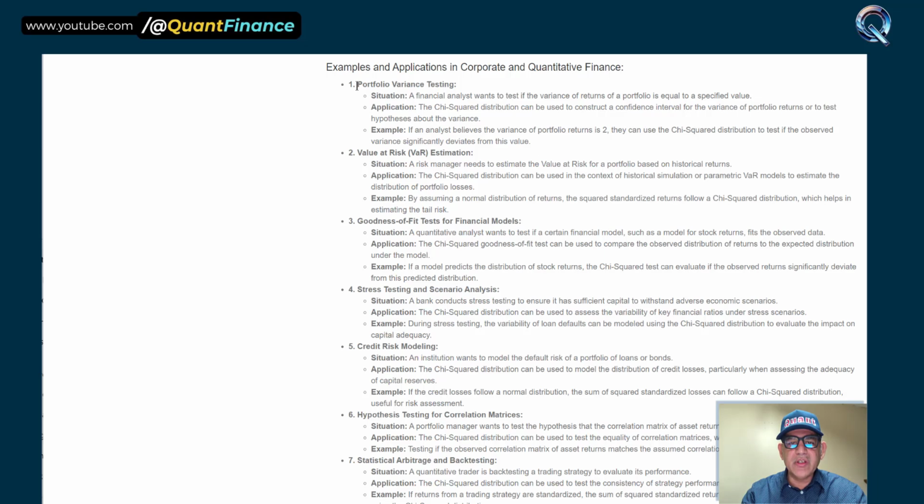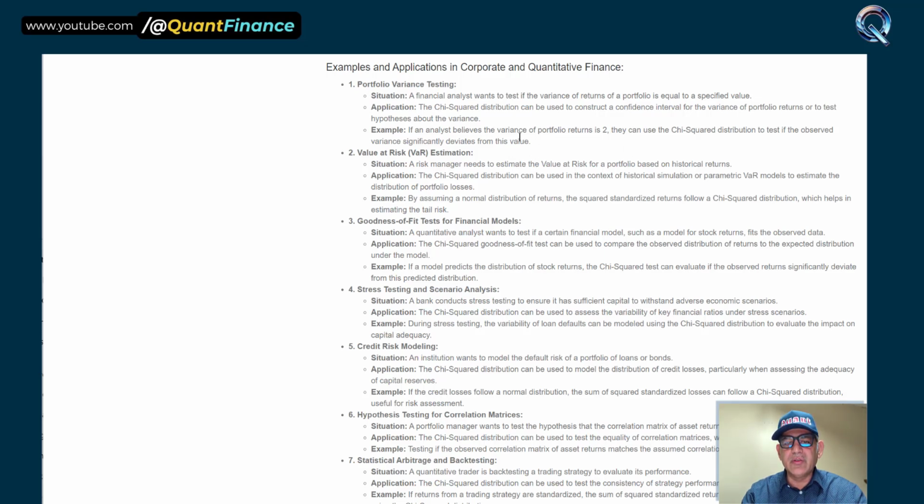The first application that came to my mind is portfolio variance testing. Suppose an analyst, or maybe you, want to test the variance of returns on a portfolio against a specified value. So you have a portfolio of assets, maybe a portfolio of shares, and then you have a variance. Suppose your variance is 2 and you want to test it against a benchmark variance of 1.5. Then you can use a chi-square distribution for that.